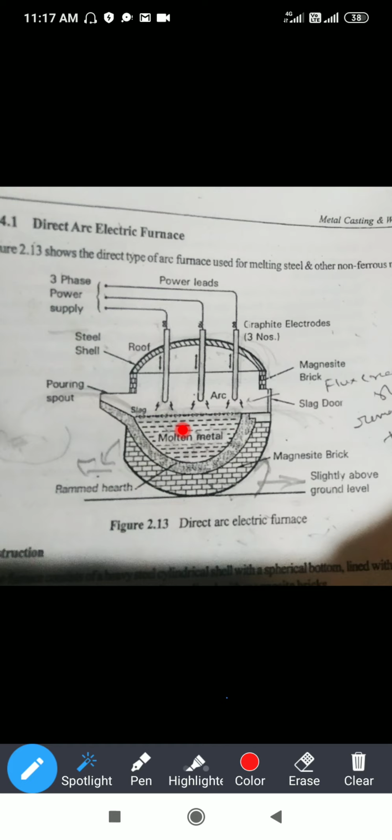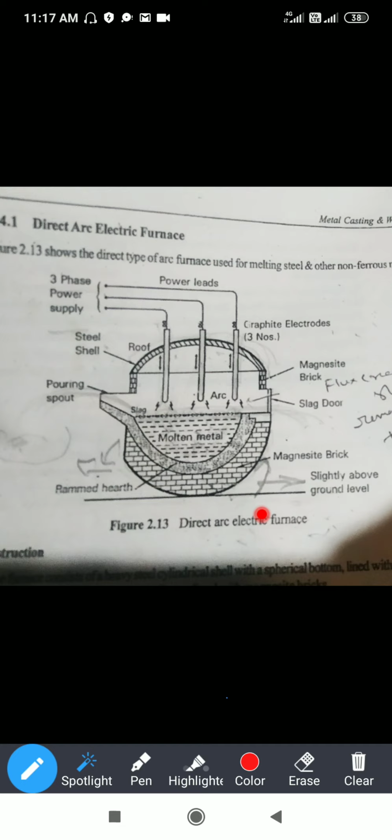Just as you have seen in direct welding, how the welding electrode first touches the metal, and then once the arc is generated you keep some distance between the workpiece and the electrode, the same way in this furnace the arc is introduced. The electrode is touched to the workpiece, then a high voltage three-phase power supply is given to the electrode. As the power is supplied, the current starts to flow.